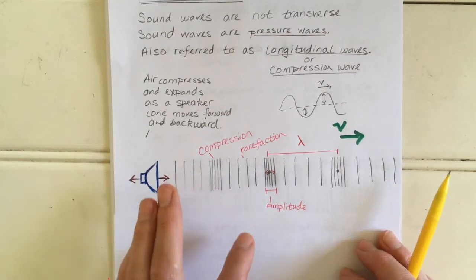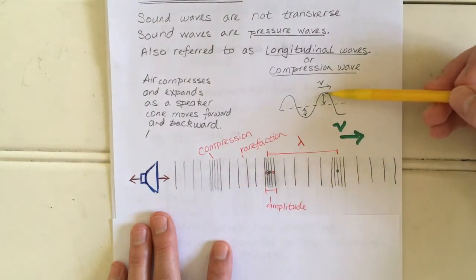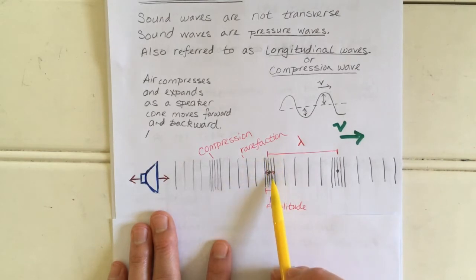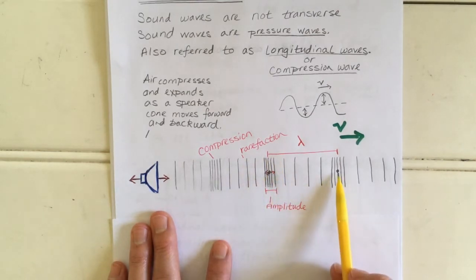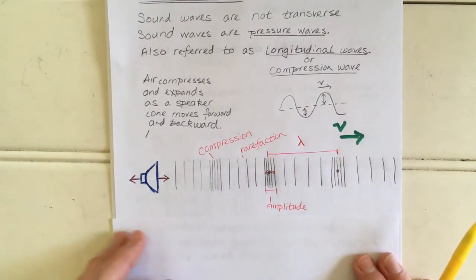Now you might say, well, okay, then what is an amplitude for this wave? Here it was the distance from a crest or a trough to the equilibrium, and here it's going to be the length of a compression. And a wavelength then is the distance from the center of a compression to the center of the next compression, or you could say the front of a compression to the front of the next compression.